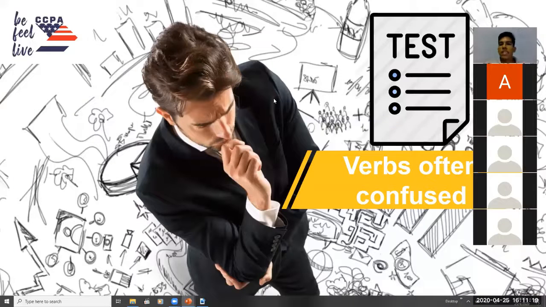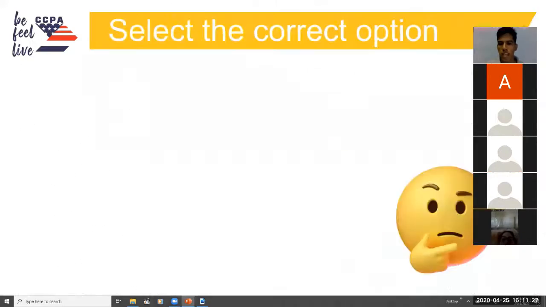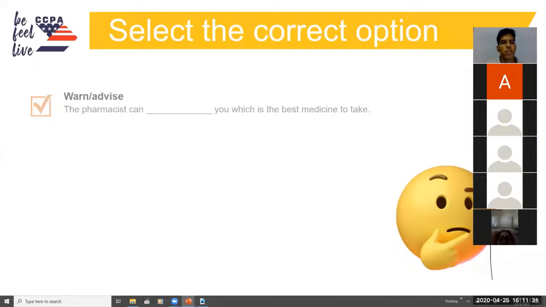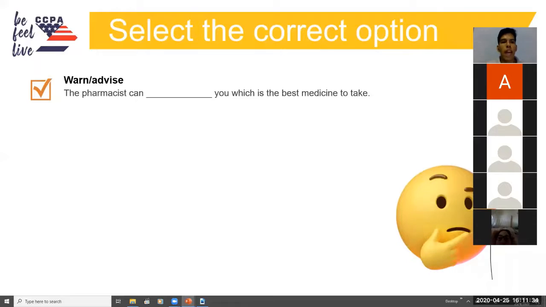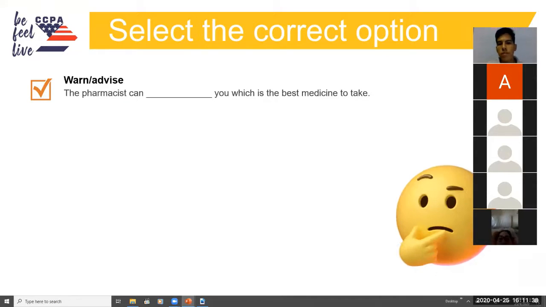Okay, now it's time to test what we have learned. We have learned like 6 or 7 pairs of words that are often confused. Now it's going to be your time to test what we have learned. You have to select the correct option. Warn and advise. The pharmacist can you which is the best medicine.